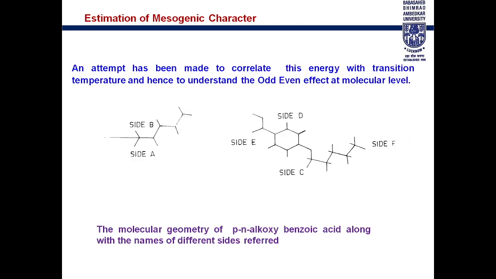An attempt has been made to correlate this energy with transition temperature, hence to understand the even-odd effect at the molecular level. The molecule chosen is p-n-alkoxybenzoic acid, where one side has a polar group, the hydroxyl polar group OH, and the other side is the alkyl chain, and the sides are defined as side A, side B for stacking, C, D for in-plane, and E and F for the terminal.